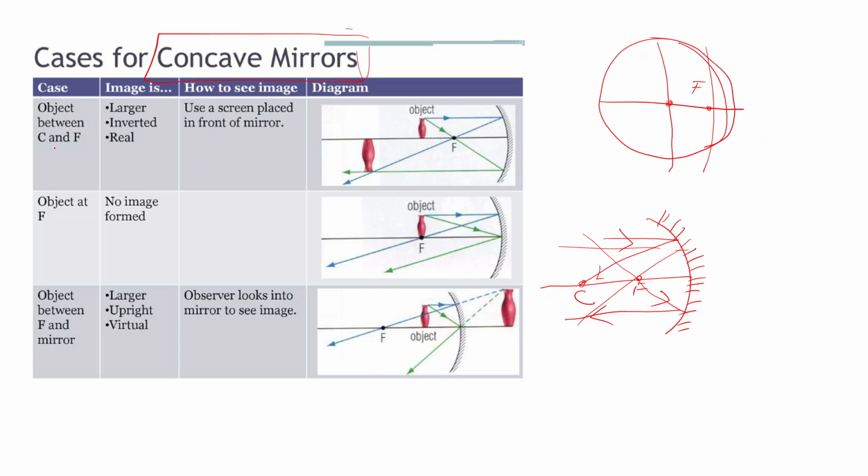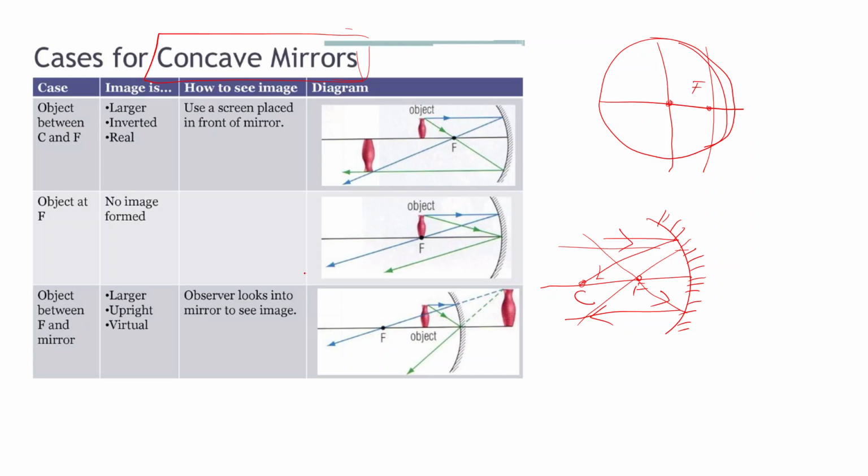If our object is between these two, then the image that we'll get will be real, inverted, and larger than the original object. Then if the object is at the focus, we'll get no image. Why? Because, as I said, the light passing through the focus will go out and become parallel. That means it won't be focusing anywhere, so we won't be getting any image, as you can see here. If the object is kept between C and F, then the image we are getting will be larger, real, and inverted.